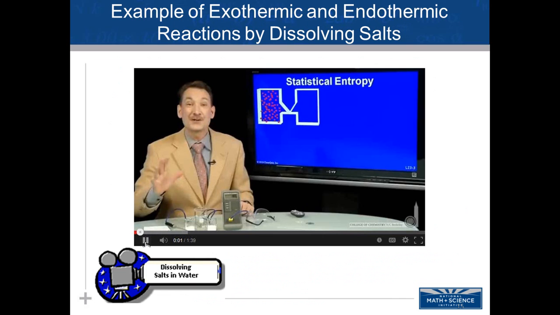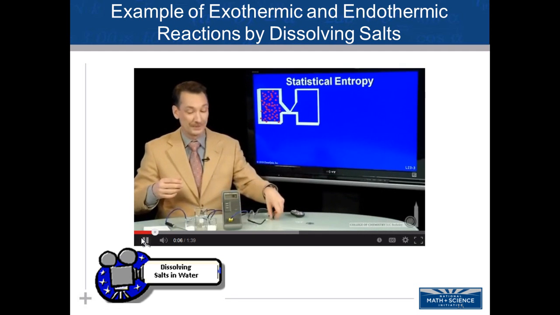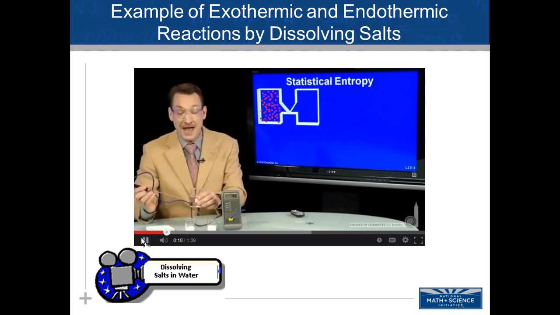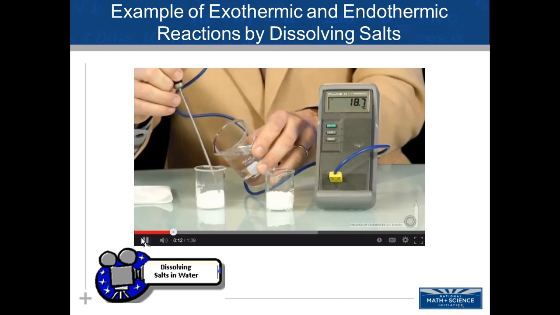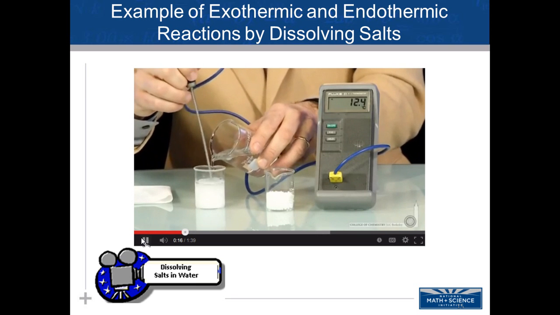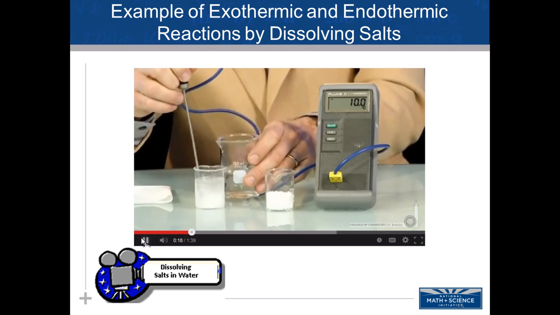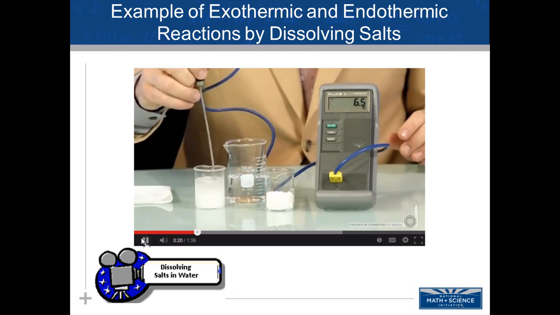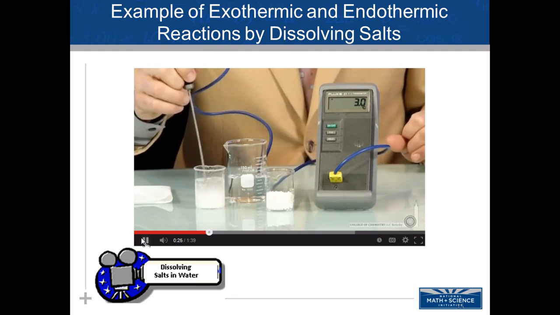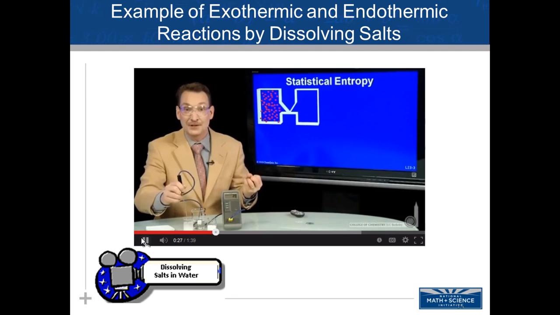So here's a nice little video that we're going to watch. All right? Okay. 2 simple chemical reactions, the dissolving of salts in water. Here I have ammonium chloride, and I'm going to dissolve that in water. I'm going to do it and measure the temperature change as the salt dissolves. So here's ammonium chloride dissolving, and you'll notice as it dissolves, the temperature drops.